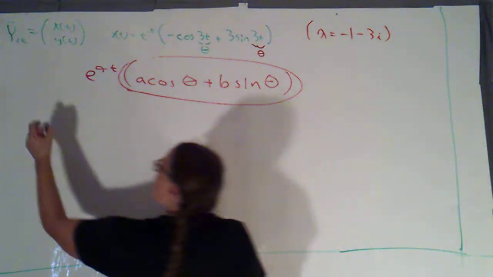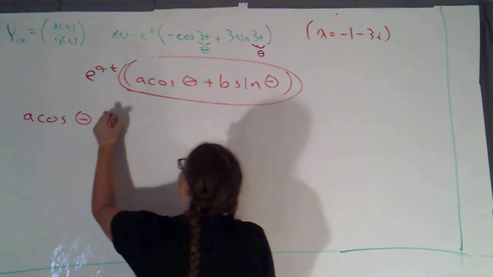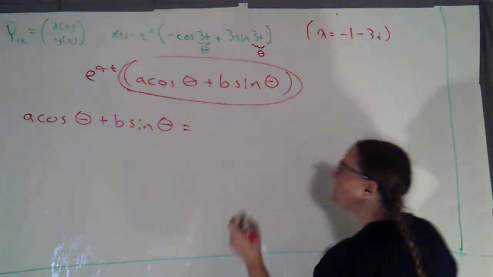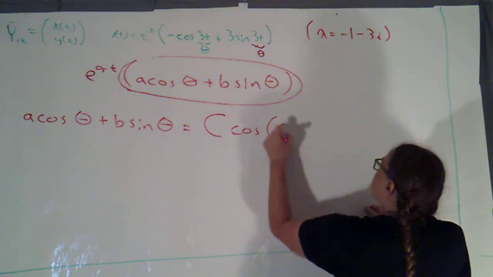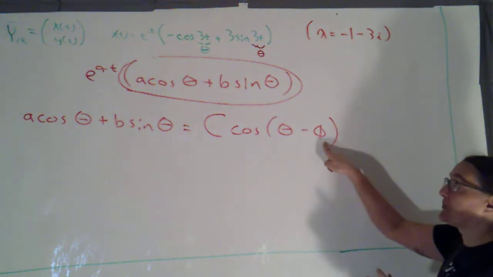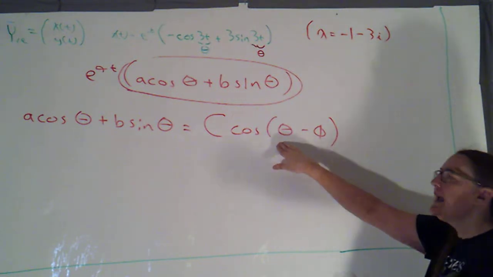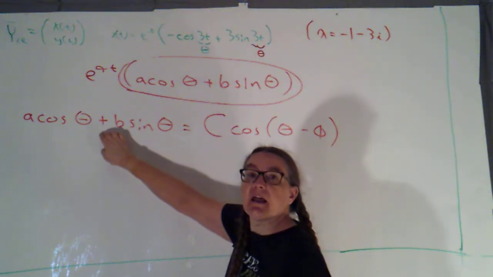Okay. So there's a really nifty thing that if I have a cosine theta plus b sine theta, I can actually rewrite that as some number c times cosine of theta minus phi for some number phi. Okay. So I can rewrite this as a transformation of the cosine graph. And that's generally a lot easier to graph than something like this is.